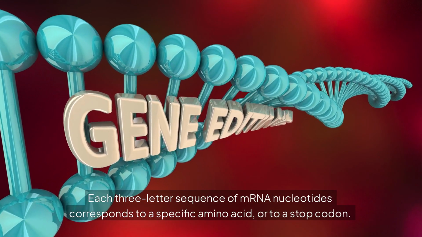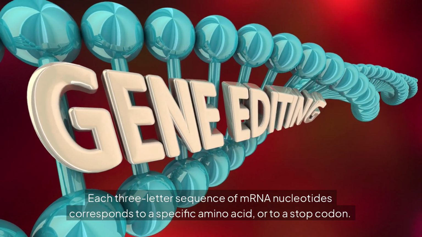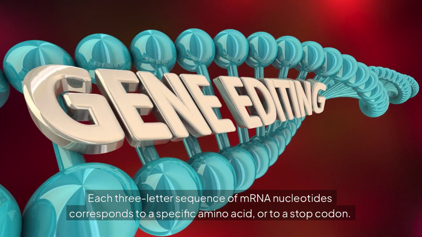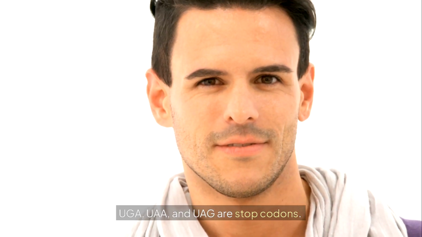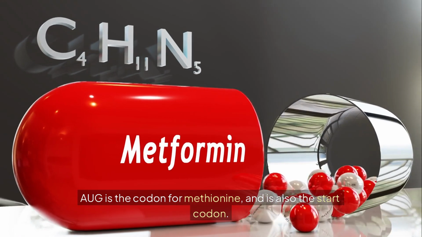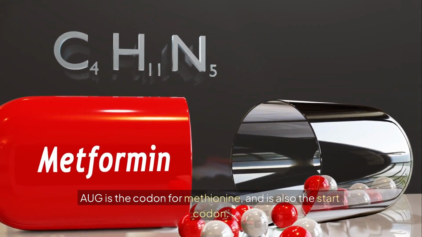Genetic code table. Each 3-letter sequence of mRNA nucleotides corresponds to a specific amino acid, or to a stop codon. UGA, UAA, and UAG are stop codons. AUG is the codon for methionine and is also the start codon.